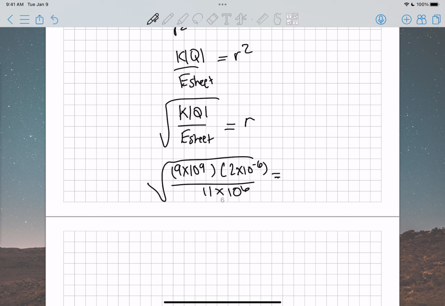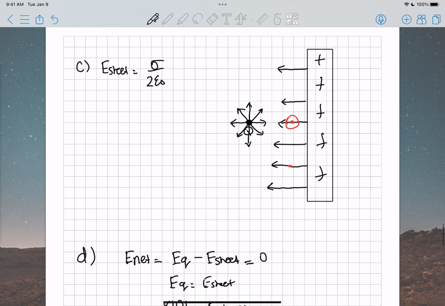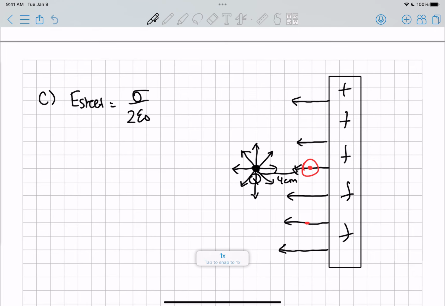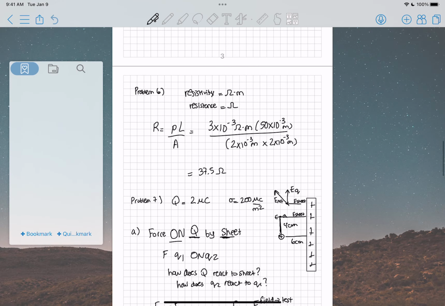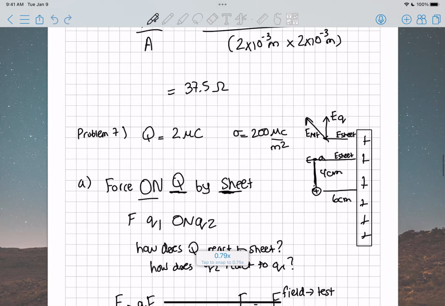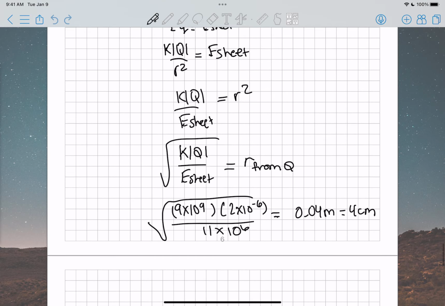from Q, right? So we're not done yet. Based on the answer key, they had it as 0.04 meters or 4 centimeters, right? So this would be 4 centimeters this way. But we know from the initial part of the problem that the total distance is 6 centimeters. We want to figure out how far it is away from the sheet. How can we do that?